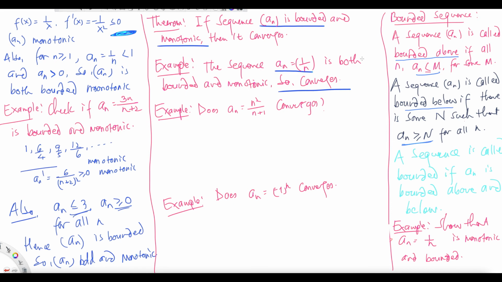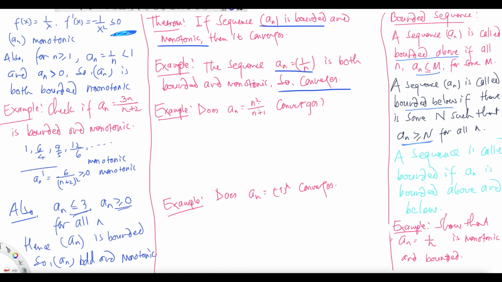How about this sequence? Does a_n equals n squared over n plus 1 converge or diverge? Okay, so what do you think? Is this sequence bounded? There are multiple ways to show that this converges or diverges. The easiest way is, what is the limit as n tends to infinity?